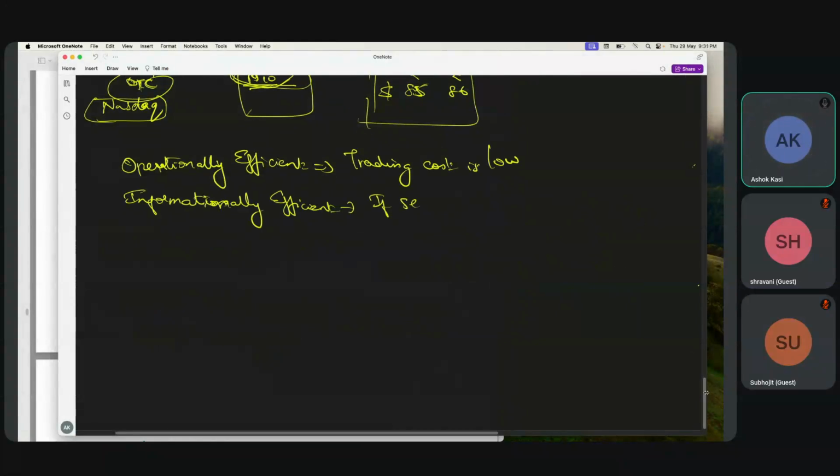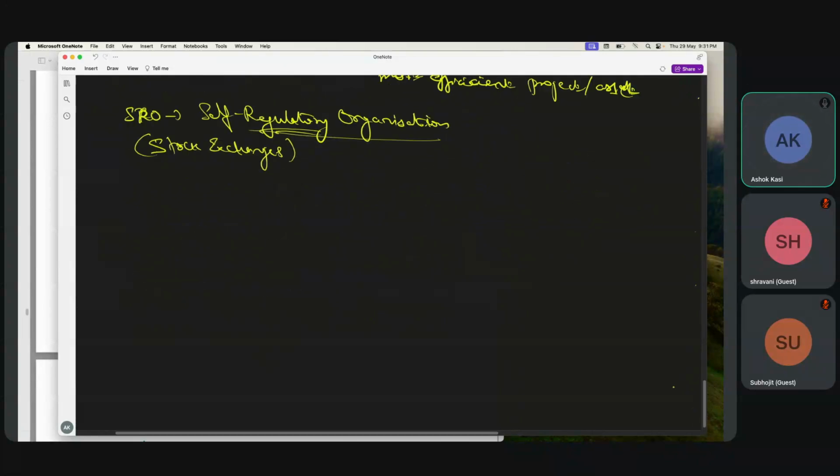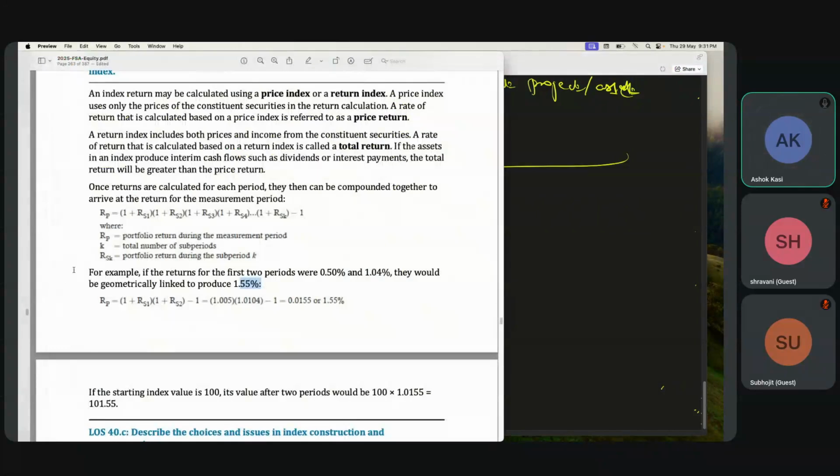Have you done geometric mean before? Geometric mean, do you remember? Geometric mean means multiplication thing, right? Yeah, okay. That is there in actually another subject, quantitative methods. Geometric mean is not required actually now, but just shortly I'll explain.